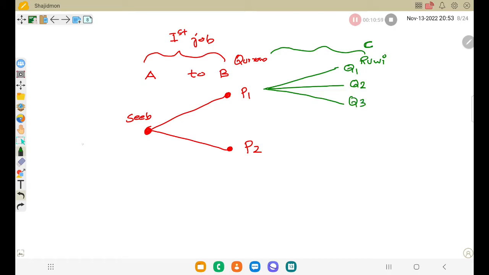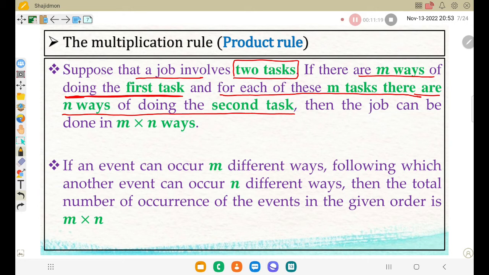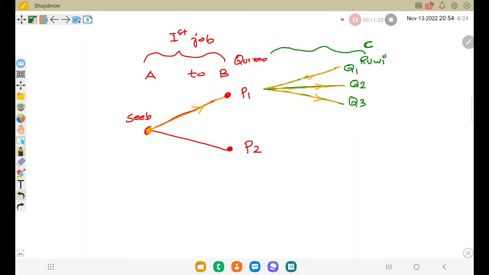Starting from Seeb, using the first route P1, I reach the place Kuram. From Kuram to Ruvi I can use three ways: one way is Q1, the second way is Q2, and the third way is Q3. So for each of the m ways, there are n ways of doing the second task. How many ways is the second task? Three ways: Q1, Q2 and Q3.